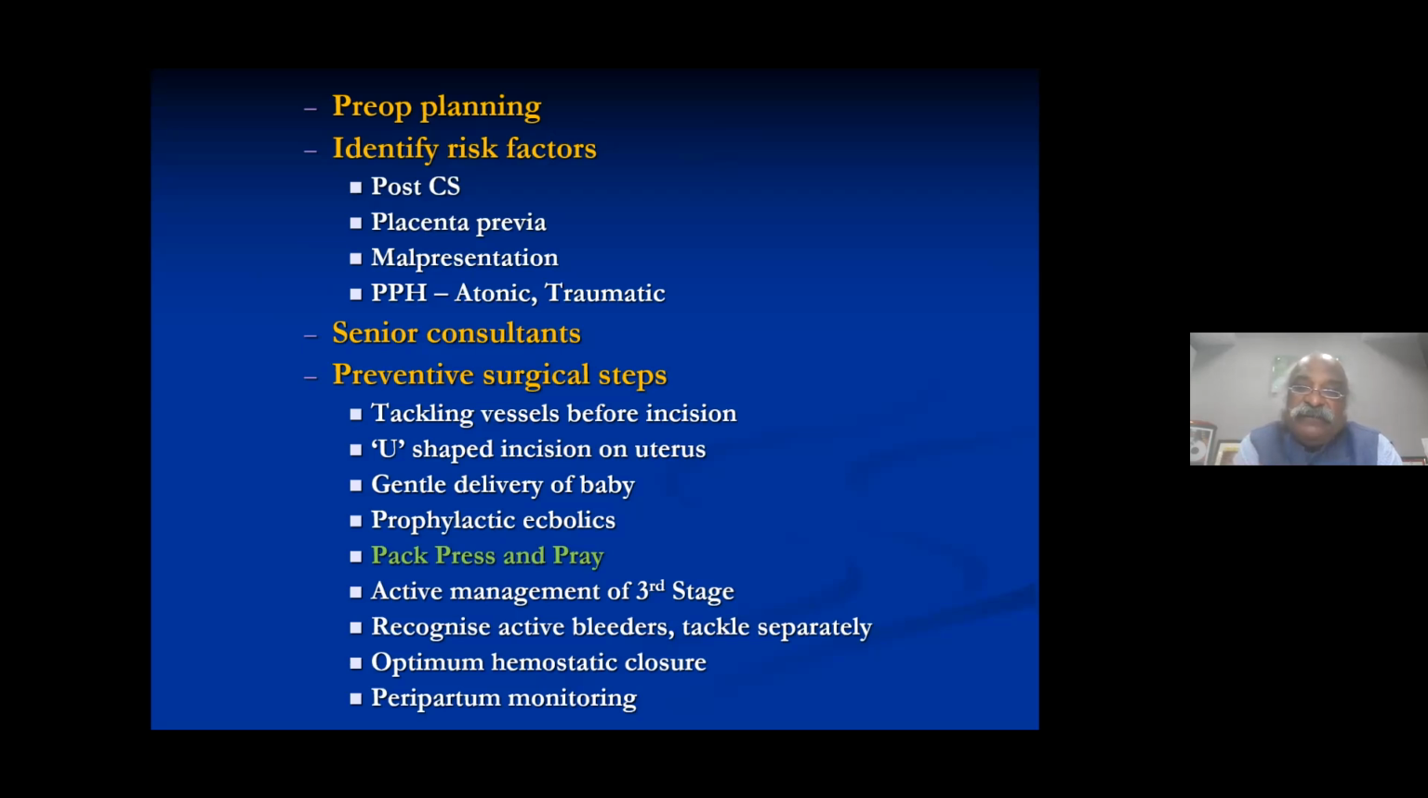And these are some preventive surgical steps in this particular case. Tackling vessels before incision. There could be vessels. You just tie them proximal and distal. A U-shaped incision on the uterus so that extension will not be there on the lateral aspect. Gentle delivery of the baby. Prophylactic uterotonics. Pack, press and pray. I always remember these three principles: pack, press and pray.